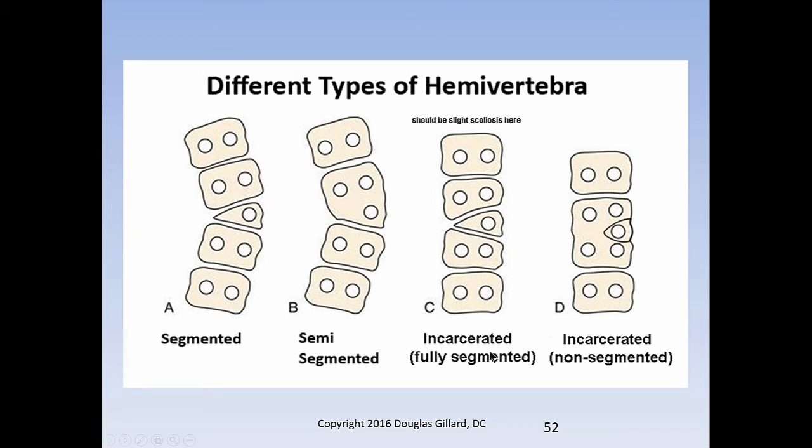Here's an incarcerated, fully segmented hemivertebra here. Again, I don't like how they've drawn this so far. And here's an incarcerated, non-segmented hemivertebra here with zero scoliosis progression potential. Slight scoliosis potential, much greater scoliosis progression potential, not as much scoliosis progression potential, even less scoliosis progression potential, no scoliosis progression potential.